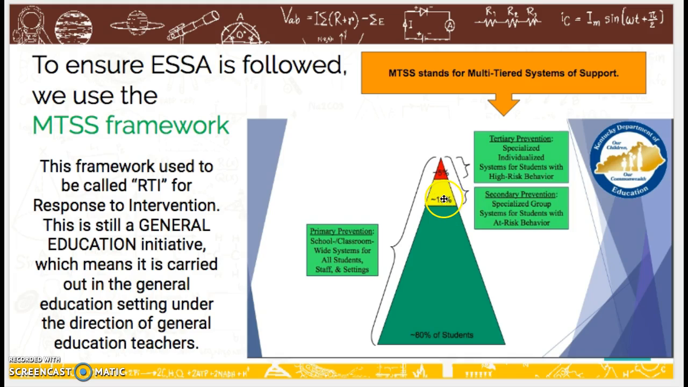If students aren't making enough progress, then we move them into Tier 3. Much smaller groupings, individual interventions often for students. It can be behavior, it can be academics, and then we're often looking at if the student should receive some kind of special education services, and if so, then we would look at the evaluation process.